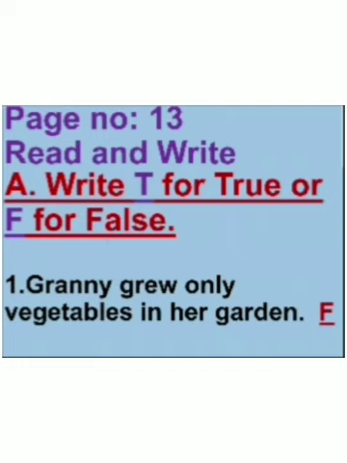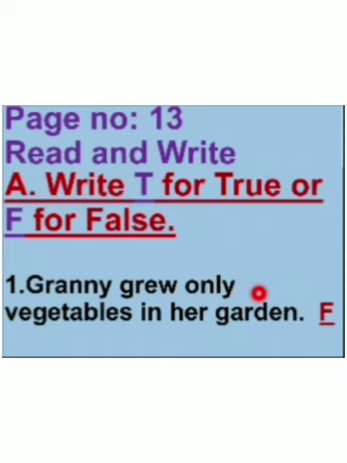The first one, all of you must read with me. Number 1. Granny grew only vegetables in her garden. I repeat, Granny grew only vegetables in her garden. So tell me children, is this statement true? What did Granny have in her garden? Was it only vegetables or did she have something else also?